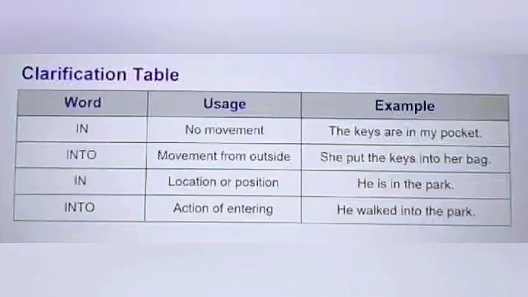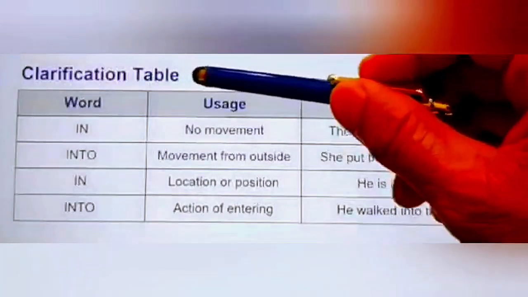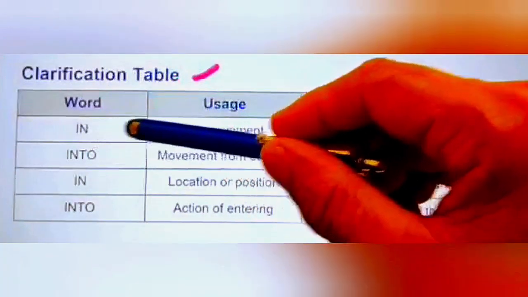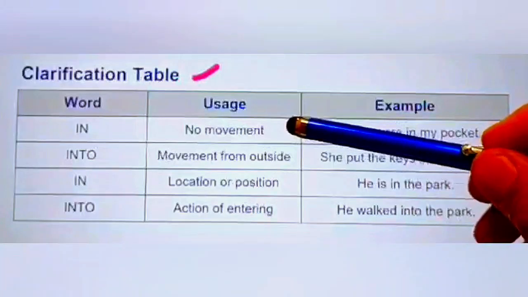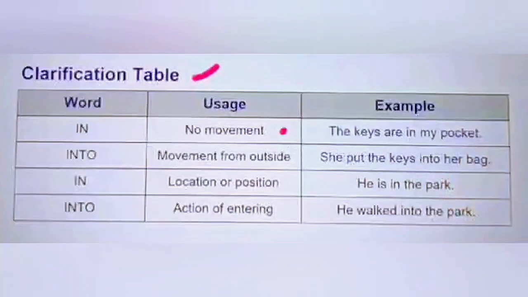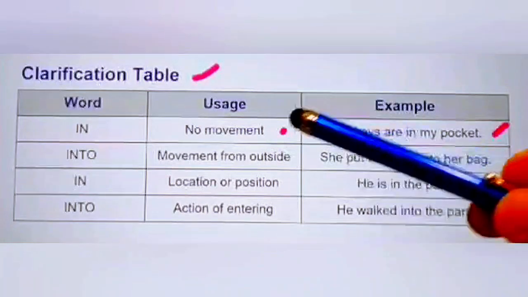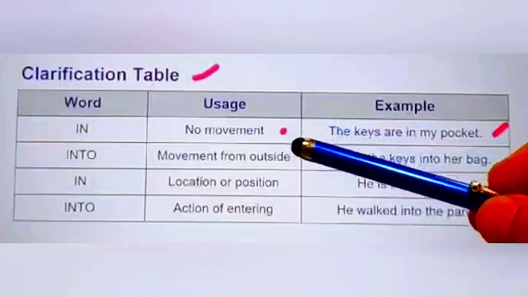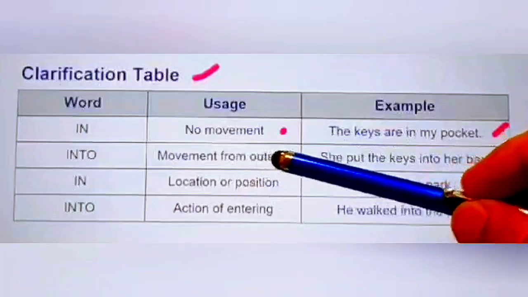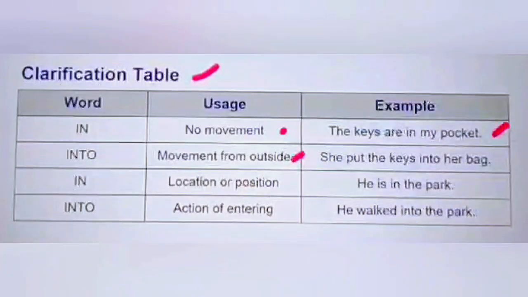Let's further clarify in and into with this table. In we use when there is no movement. An example here: the keys are in my pocket. And into we use when the object has movement. This is movement from outside. For example, she put the keys into her bag.